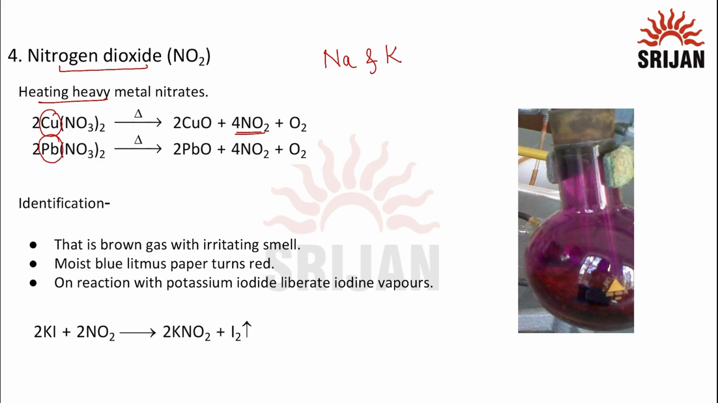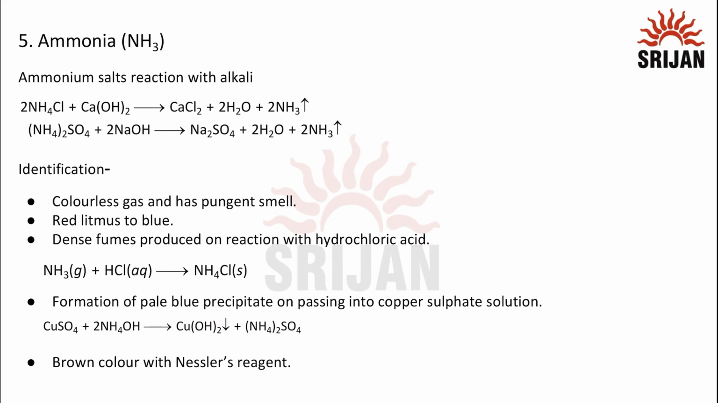The points of identification are that this is a reddish brown gas and it has a very irritating smell. It does turn moist blue litmus paper to red, showing its acidic nature. On reaction with potassium iodide, here you can see that when NO2 reacts with potassium iodide, you get KNO2 and iodine is liberated. The fifth gas that we have to study is ammonia, written as NH3.